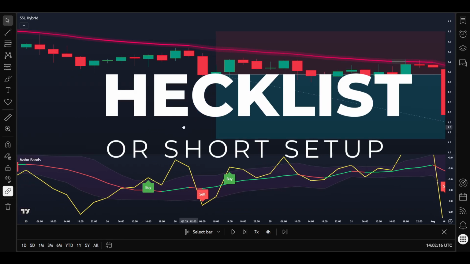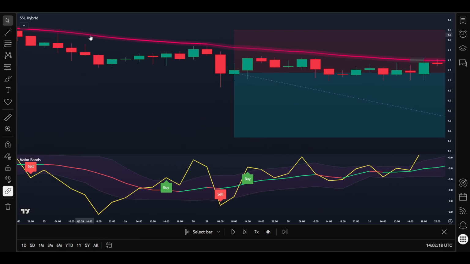Short setup checklist. First, trend. Price is trading below the SSL EMA-30 baseline. Second, pullback. Price pulls back and touches the baseline but does not break and close above it during the pullback. If a candle closes above the baseline, the setup is invalid.